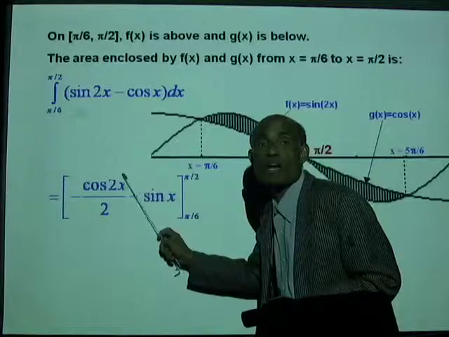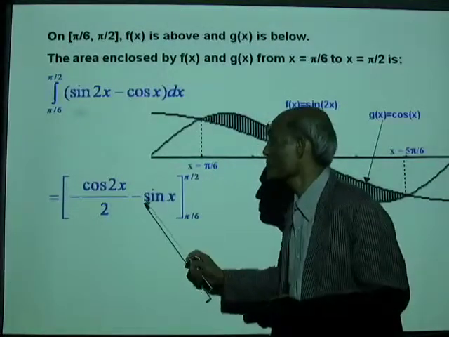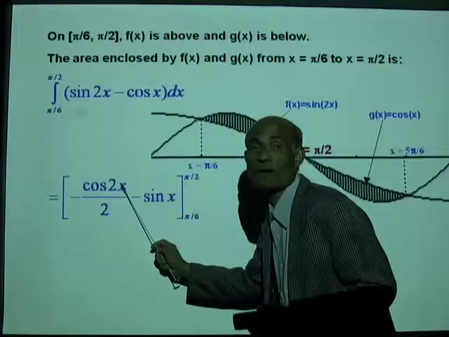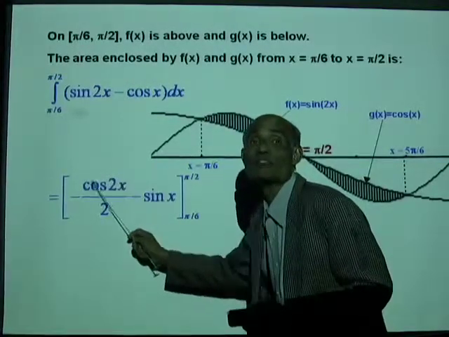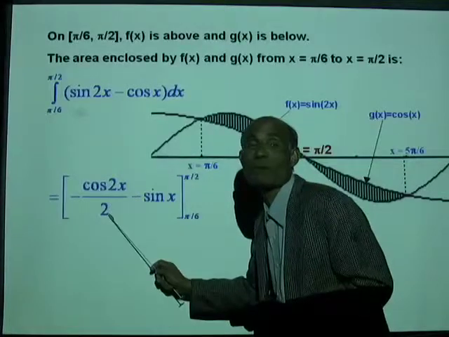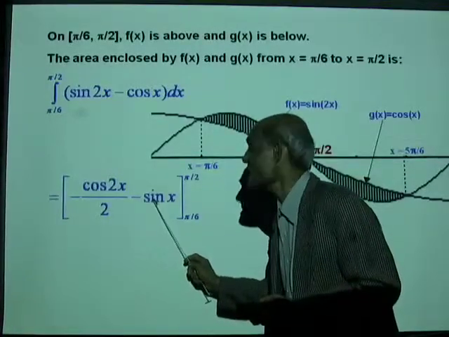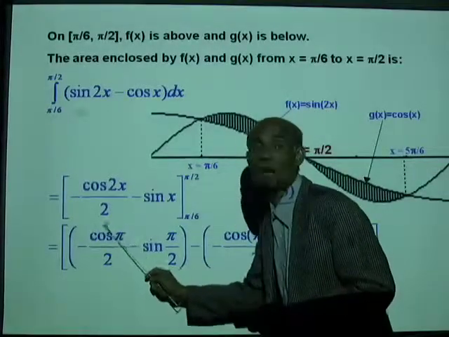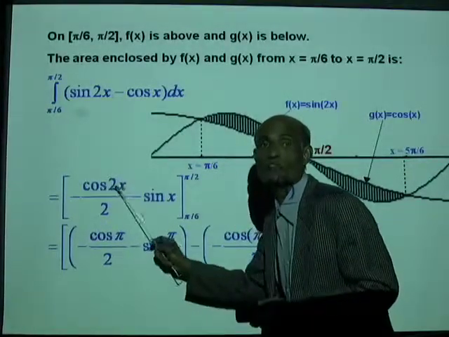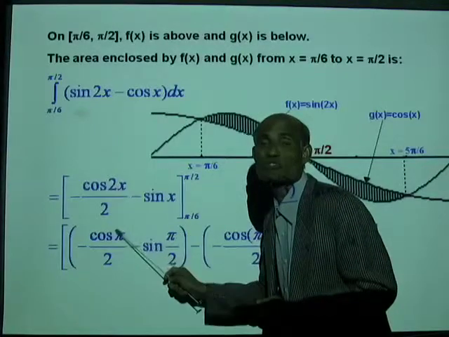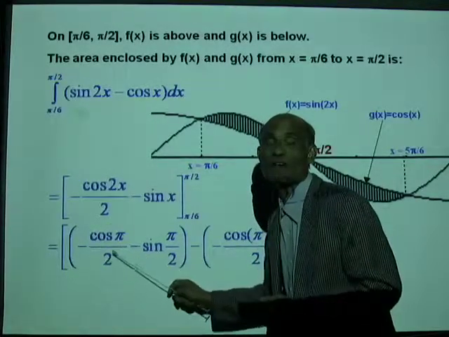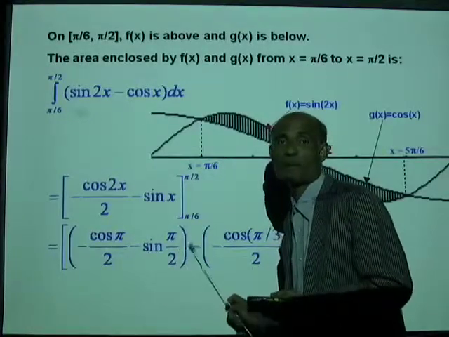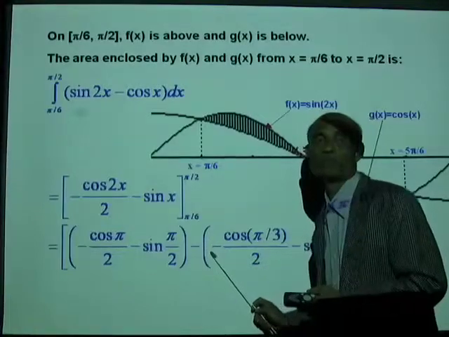Now replace the upper limit, x by pi by 2. When you replace x by pi by 2, 2 times pi by 2 will be pi. So this will be negative cos of pi divided by 2 minus sine of pi by 2. Hope you understand that. That's the upper limit.